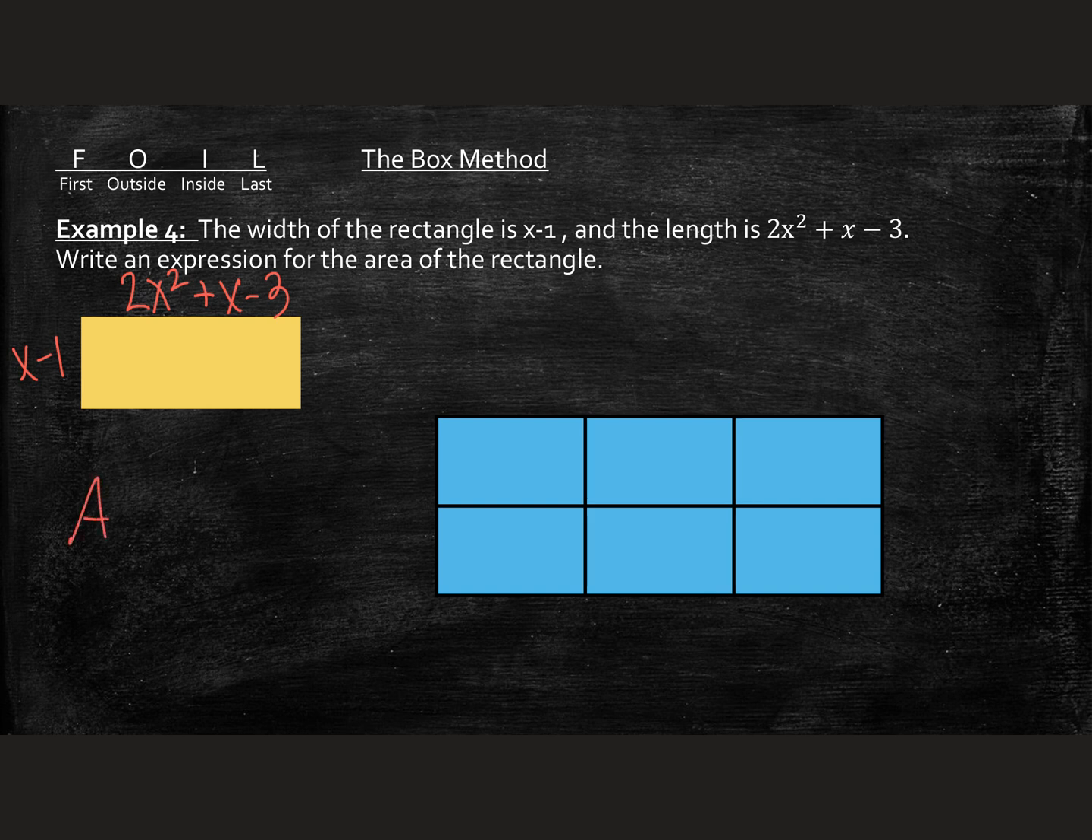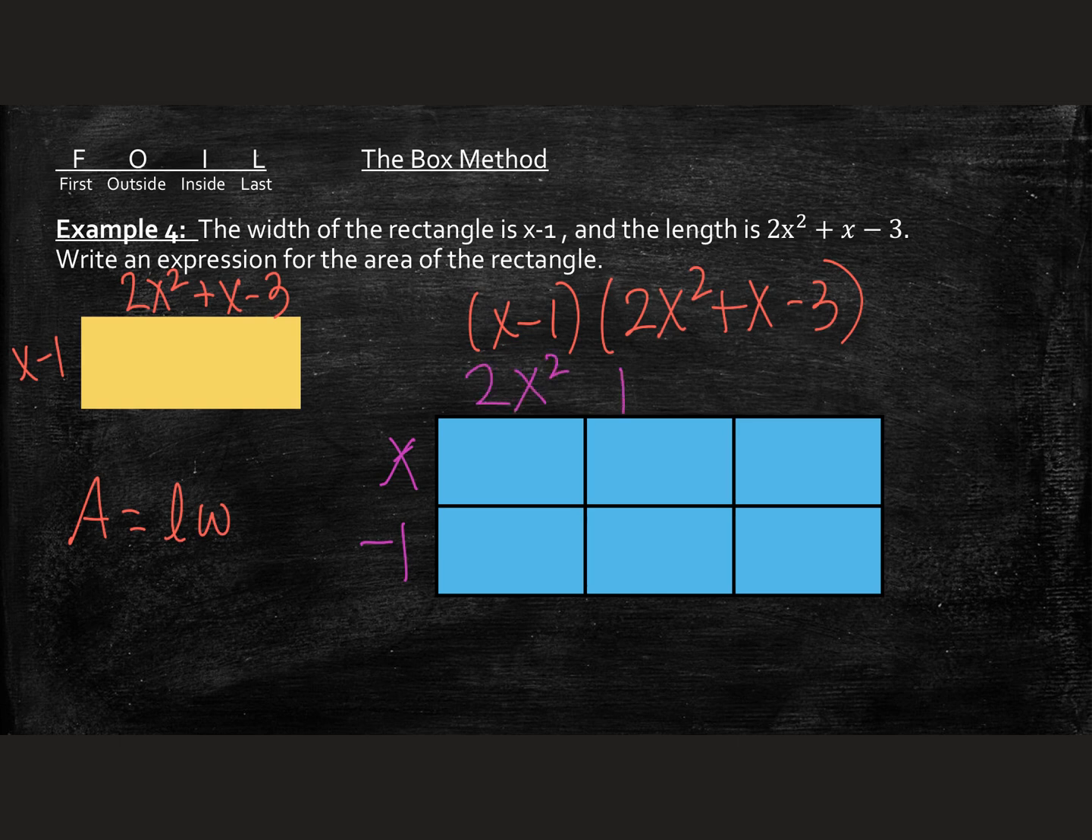Well, if you remember, area of a rectangle is just length times width. So that means we're going to multiply that x minus 1 times 2x squared plus x minus 3. So let's go ahead and use this box that I have set up here. We're going to put the binomial on this side, x minus 1. We're going to put the trinomial across the top, 2x squared plus x minus 3. And go ahead and multiply inside the box.